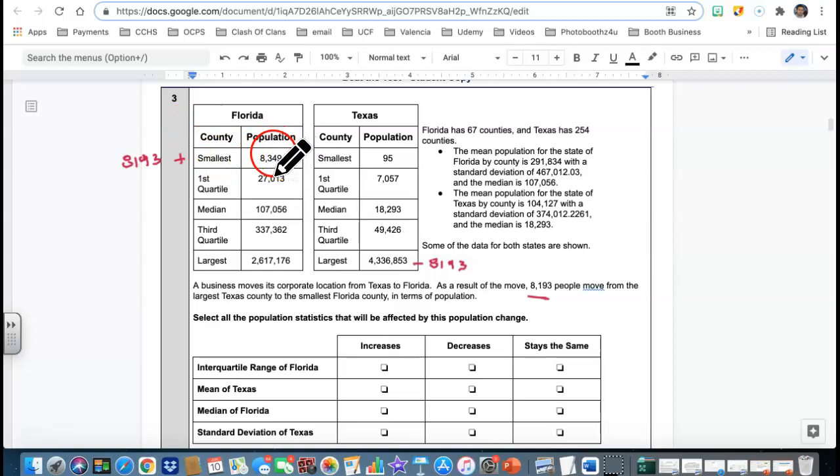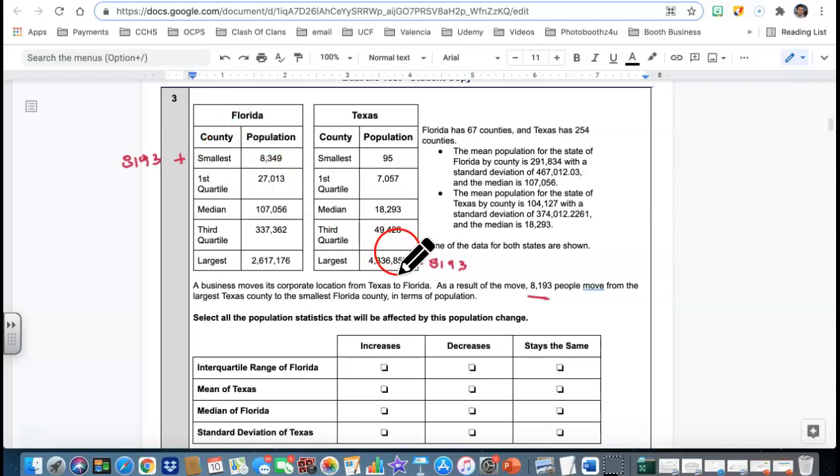So I hope you're understanding that if I subtract 8,000 people from 4 million, this is a tiny number in terms of 4 million. But if I add it here in Florida, look, the smallest county already has 8,000 people, and I'm adding almost the same amount. So this is like 100%. So here the impact is going to be much, much bigger. Okay, it's much bigger here than here.